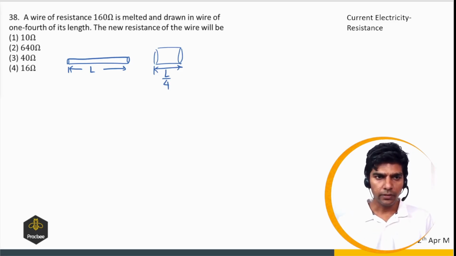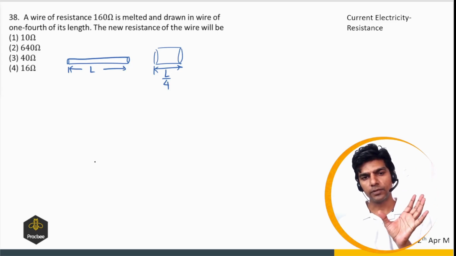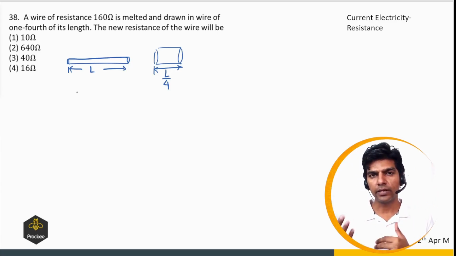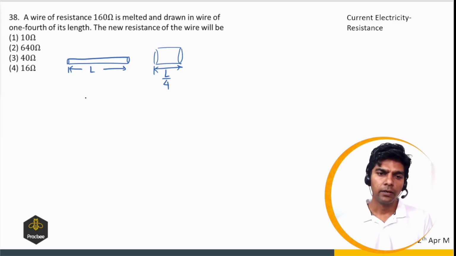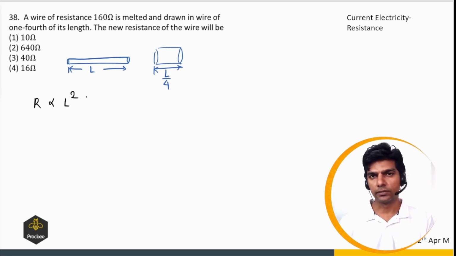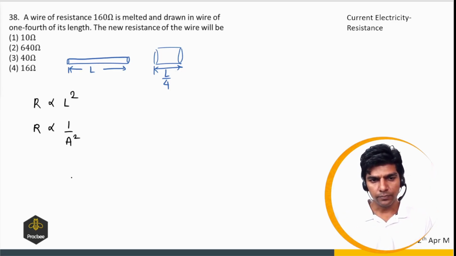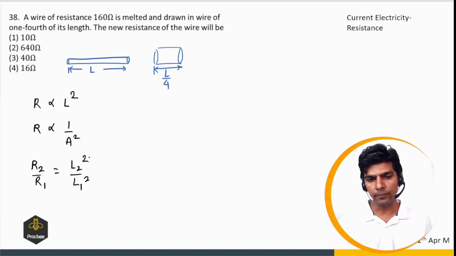Got it? So here, let me just give you a trick. If we are changing the length by recasting, drawing, or compressing, then resistance will be directly proportional to the square of the length, or we can say resistance will be inversely proportional to the square of the area. So this you have to remember. Here we are changing the length, so we can say R2 by R1, where R2 is the new resistance and R1 is the original resistance, will be equal to L2 square by L1 square, where L2 is the new length and L1 is the original length.